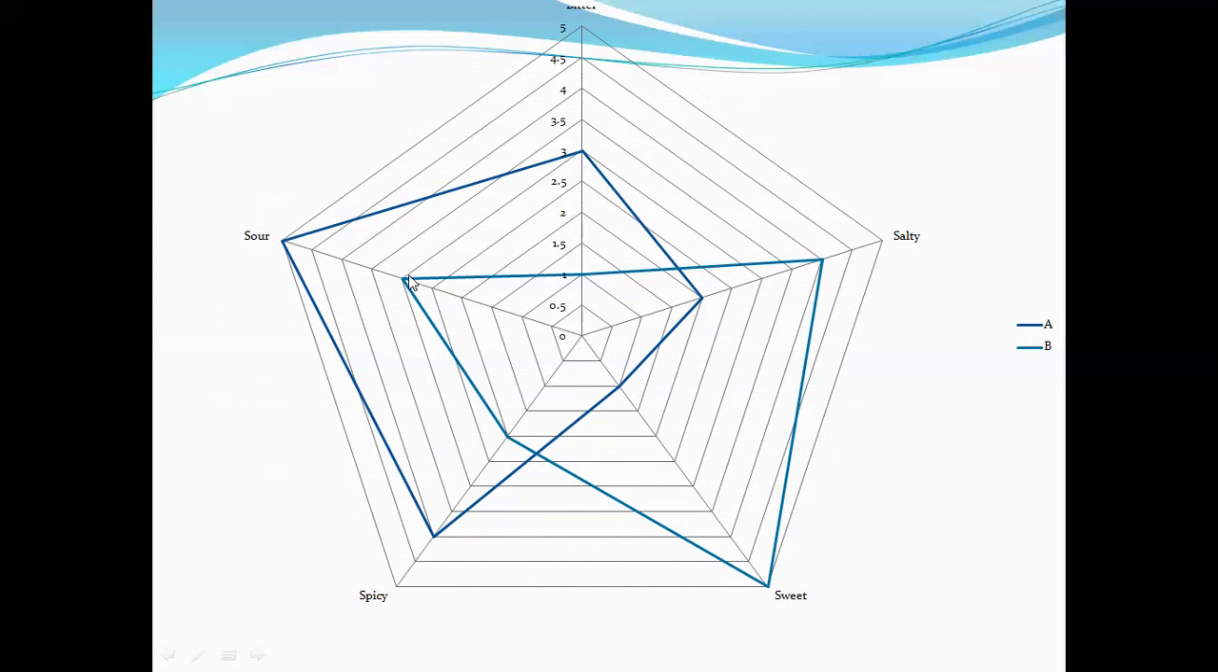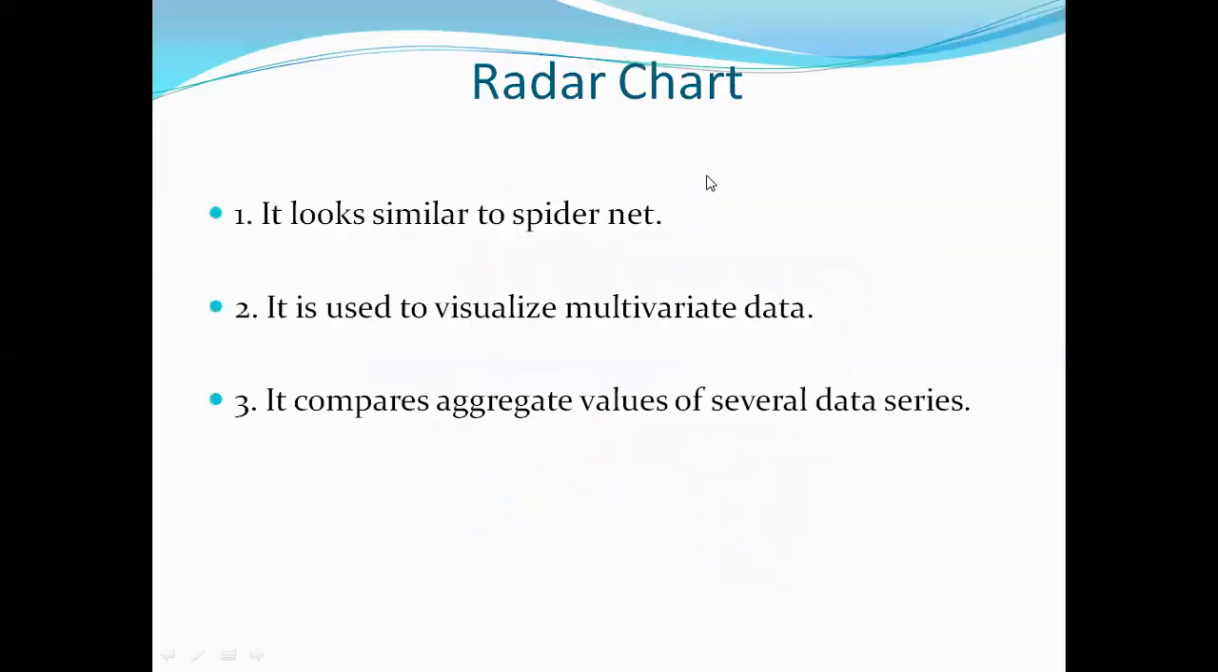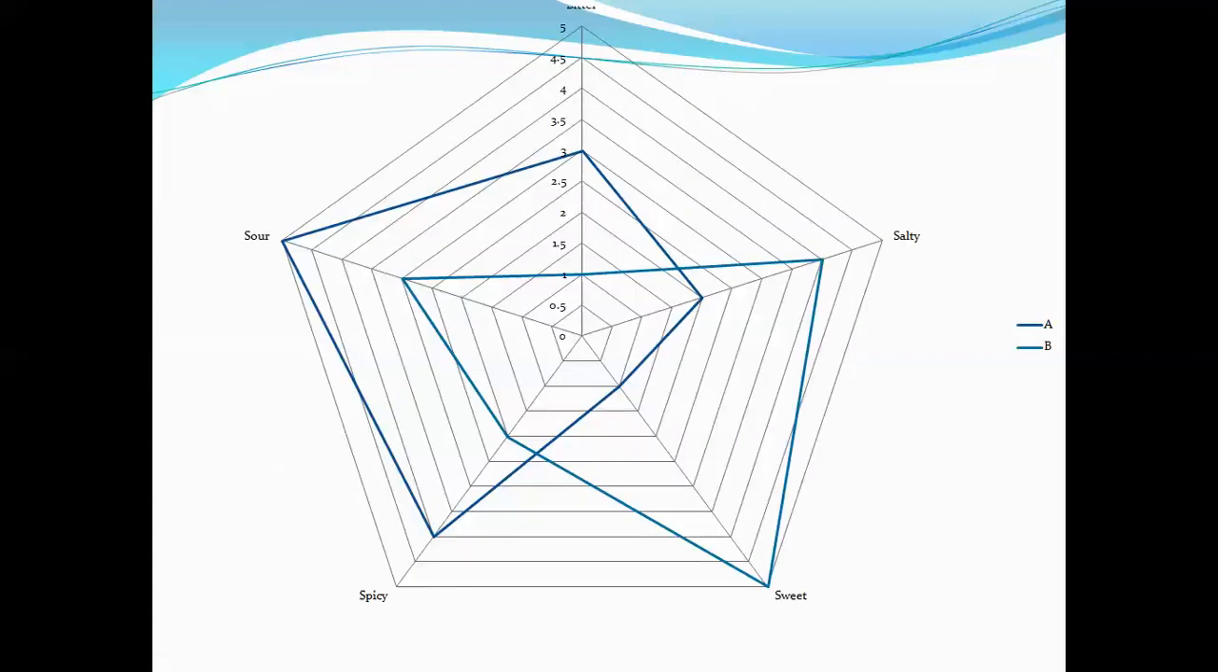You can see that B has got 2 marks for sour and A has got 5 for sour. For salty, B has scored 4 marks while A has scored 3 marks. Likewise, you can compare different elements. So I can say that it is used to visualize multivariate data. Okay, so this is a radar chart.